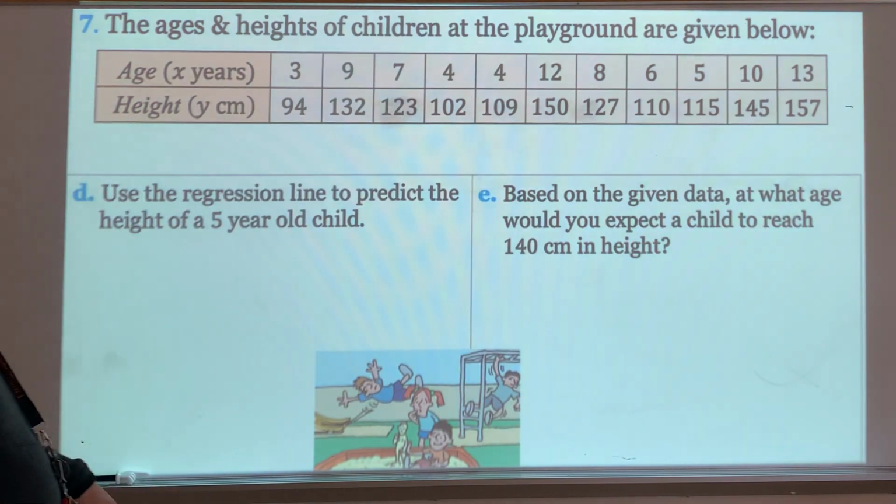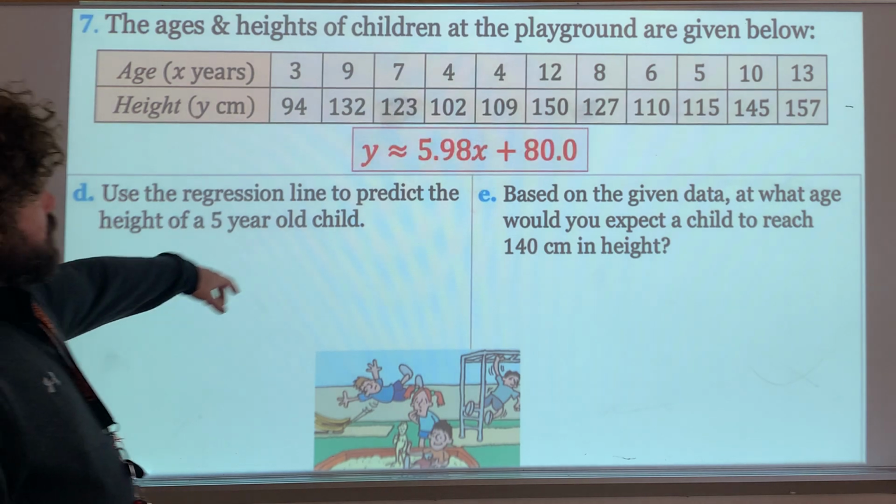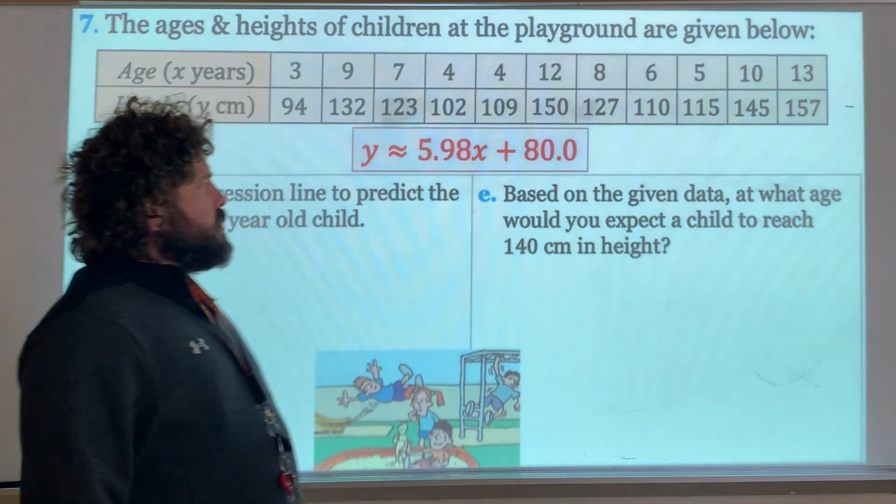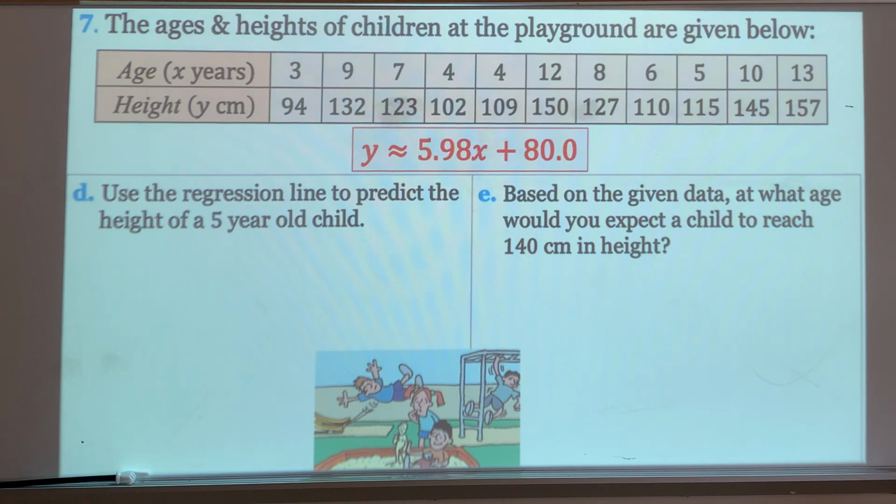All right, so use the regression line to predict the height of a 5-year-old child. Based on the data, what age would you predict them to reach 140 centimeters in height? So do these two problems.